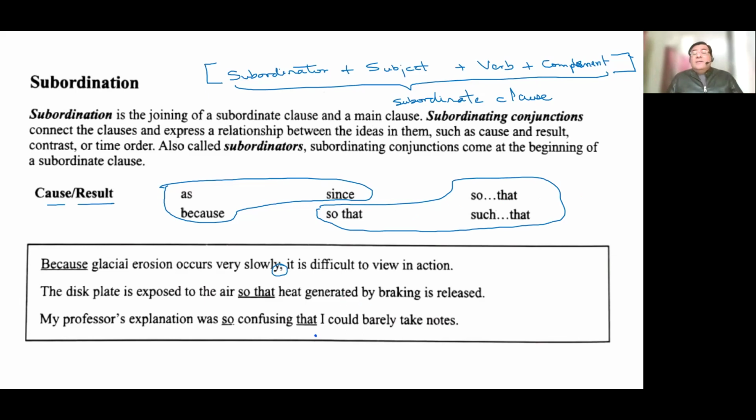So here, the subordinate clause so that heat generated by braking is released indicates the result of the action described in the independent clause. In the third example, we read, my professor's explanation was so confusing that I could barely take notes. So we have another set of words working as a subordinator, where so confusing that works as the subordinator for the clause I could barely take notes. We have the subject and the conjugated verb in that subordinate clause. So the whole set of three words at the beginning works as the subordinator. All right, so these are some of the subordinators that we use for cause and result.